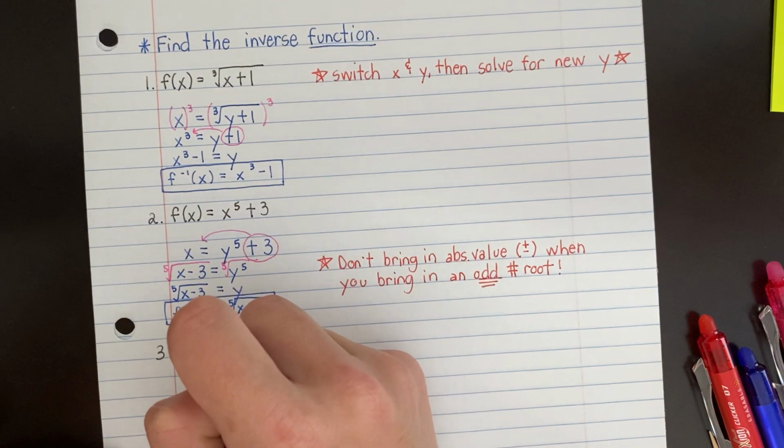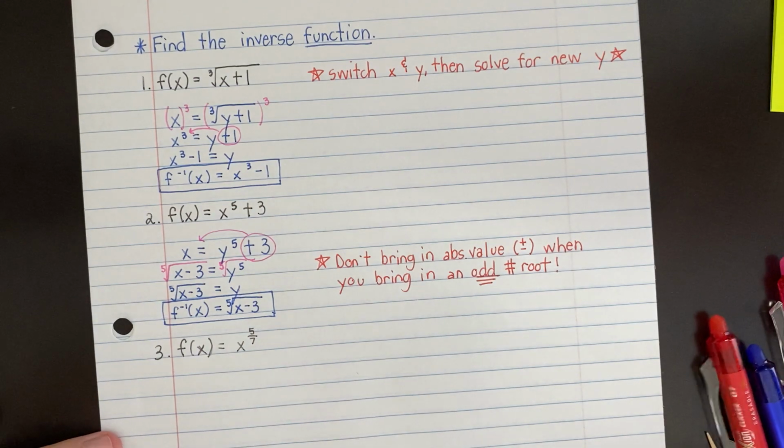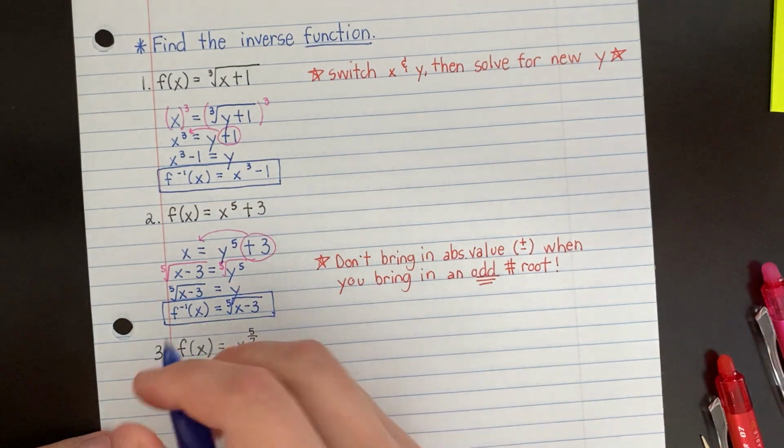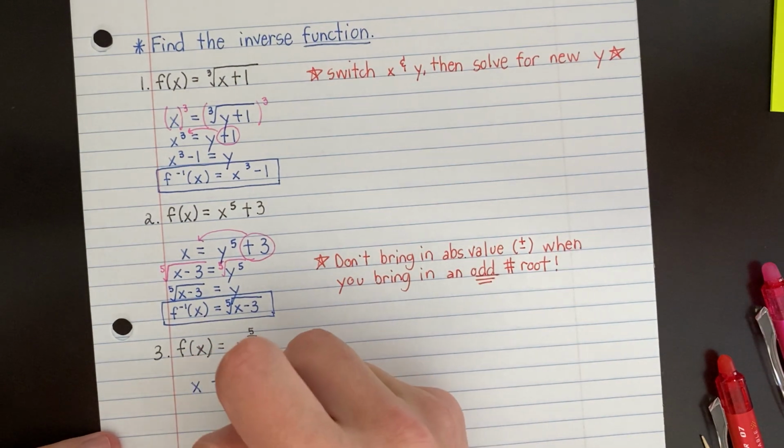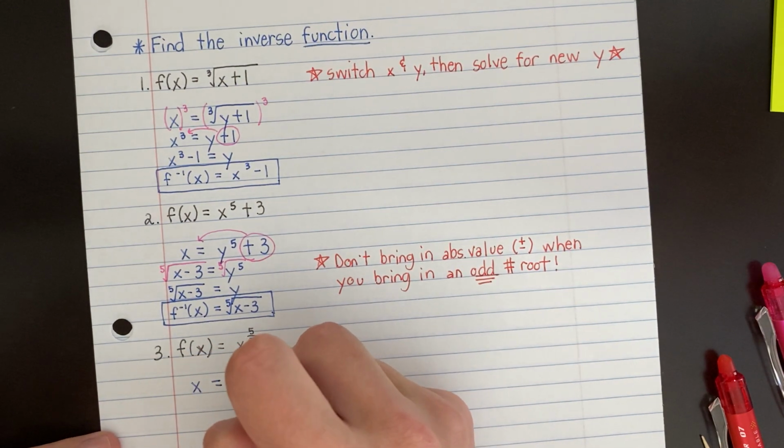My pen looks like it's running out. Okay, so let's switch x and y. So this will be x equals y to the 5/7.